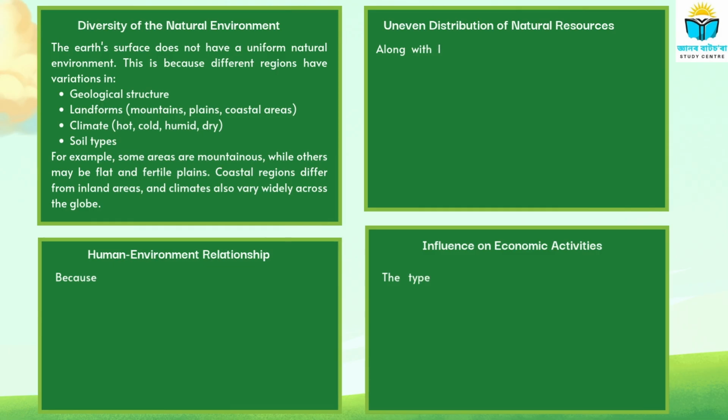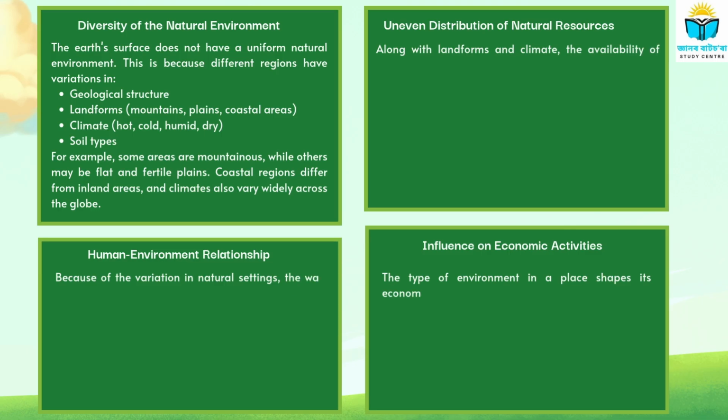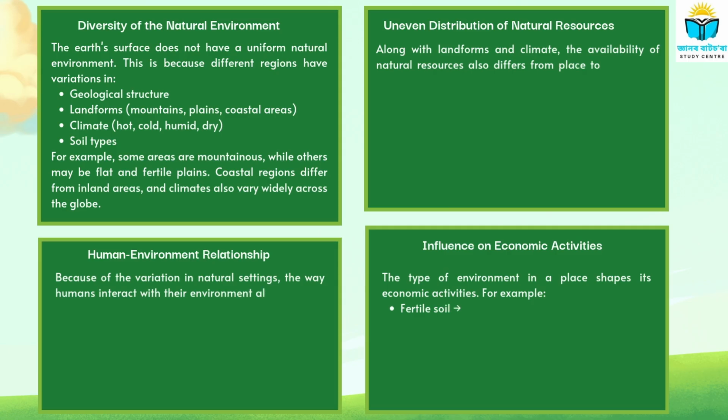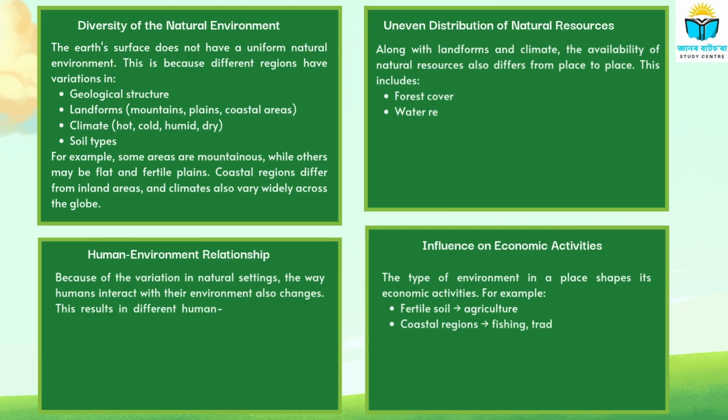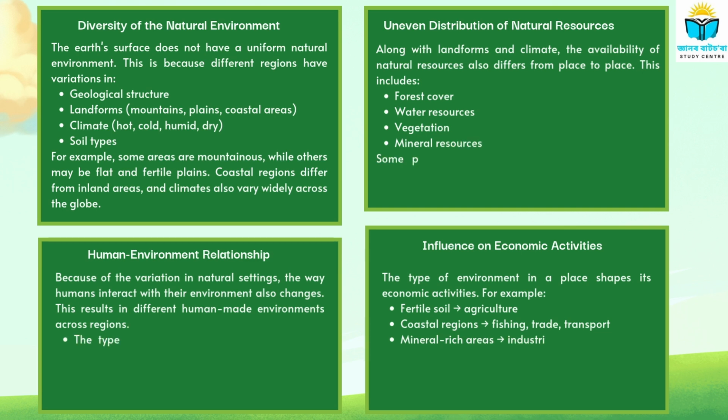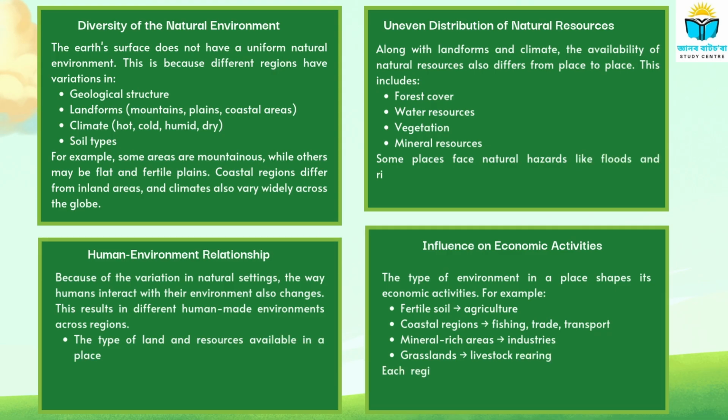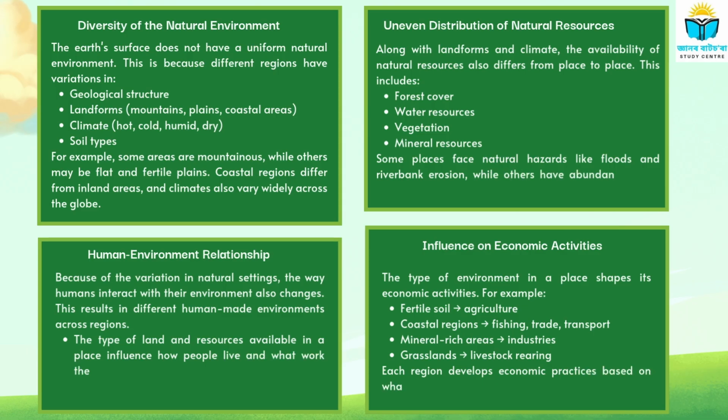The surface of the earth is not the same everywhere. Different regions have different geological structures, landforms, climates, and soil types. This is called the diversity of the natural environment. Some areas have mountains while others are flat plains. Coastal regions are different from inland areas, and climates differ from hot to cold or dry to humid. Along with this, the availability of resources like forest, water, vegetation, and minerals also differs from place to place. Some areas face floods or erosion, while others are rich in vegetation and fertile land.